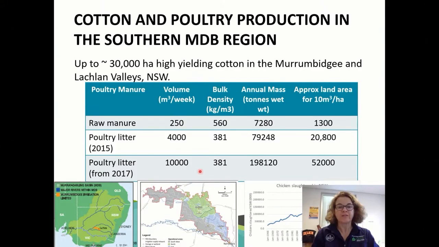This was reflected around Griffith with a big jump in production around 2016, and the volumes of chicken litter bedding produced went from 4,000 cubic metres per week to more than 10,000 cubic metres per week, every week. At regular application rates of about 10 cubic metres per hectare, which is what farmers tend to use, this amounted to 52,000 hectares of land that could be amended. Our rough estimates indicate that this amount of chicken litter amounts to about 3,000 tonnes of available nitrogen every year.